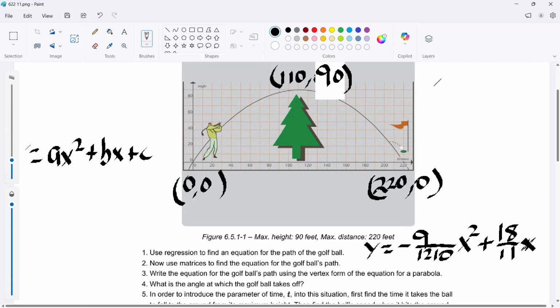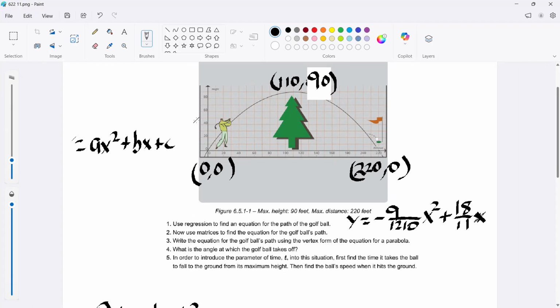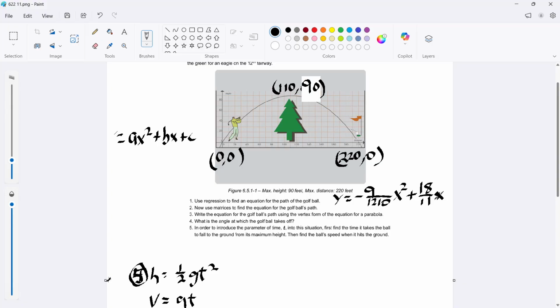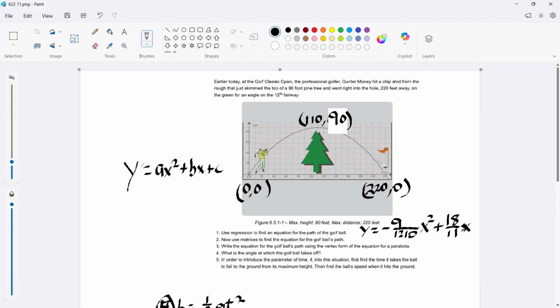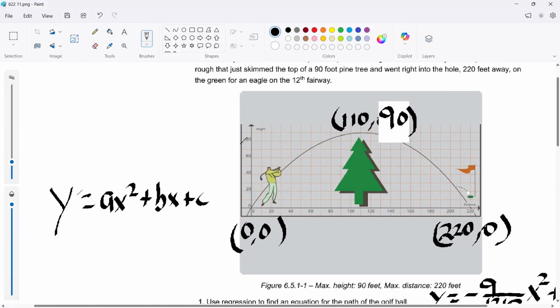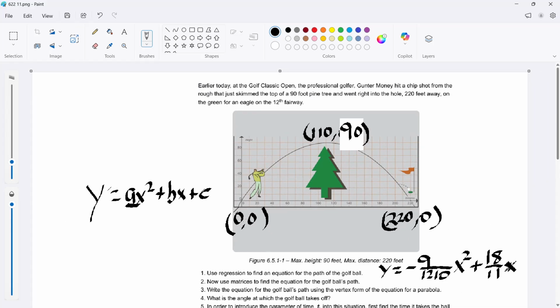For some reason it's moving the slider instead of letting me write there. Equals y. So if y is equal to 0 and x is equal to 0, all these go away, and then c equals 0. So I know c is equal to 0.